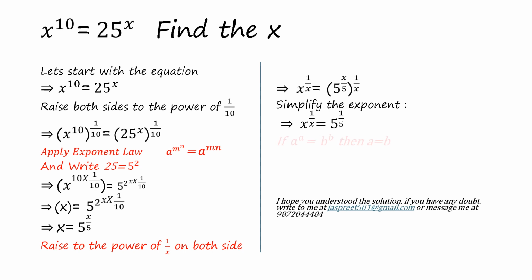Now, since a to the power of a equals b to the power of b, we conclude that a equals b. Therefore, x equals 5. And there you have it, folks. We've successfully solved the equation.